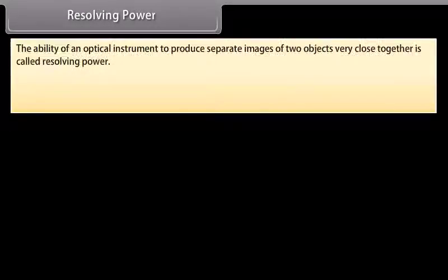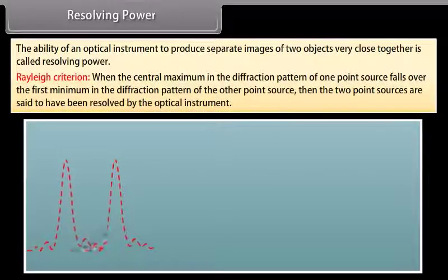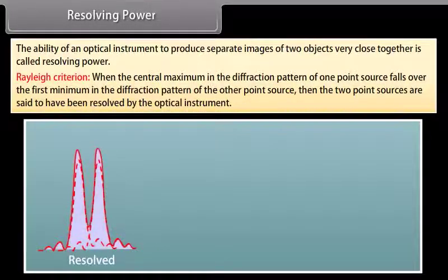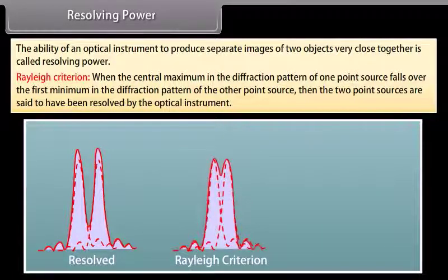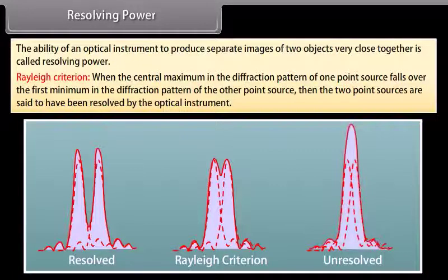Resolving power. The ability of an optical instrument to produce separate images of two objects very close together is called resolving power. Rayleigh criteria. When the central maximum in the diffraction pattern of one point source falls over the first minimum in the diffraction pattern of the other point source, then the two point sources are said to have been resolved by the optical instrument.